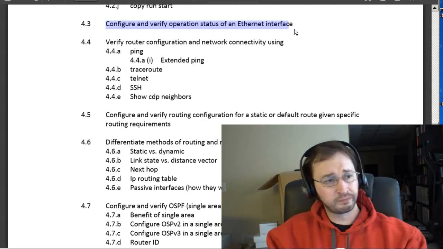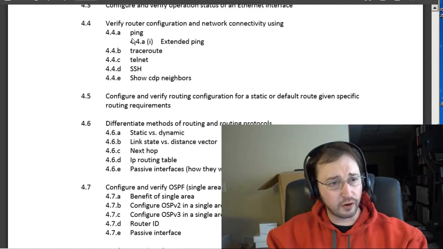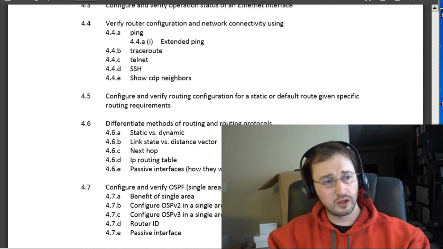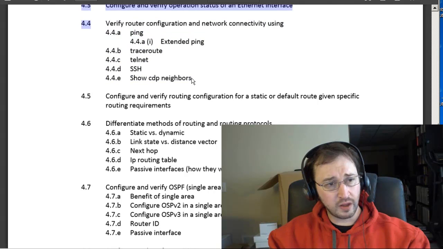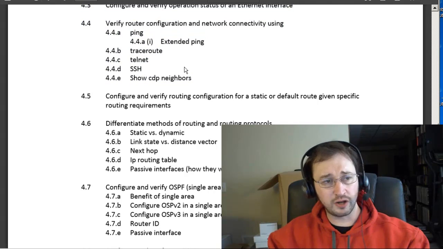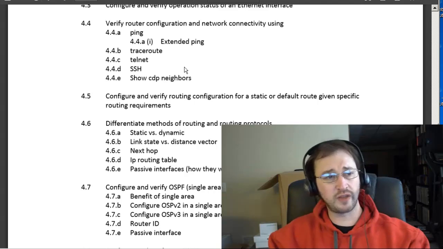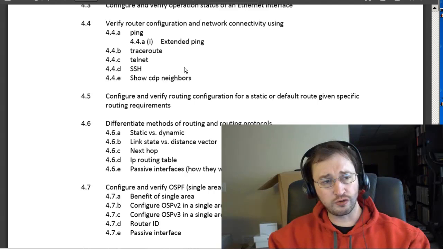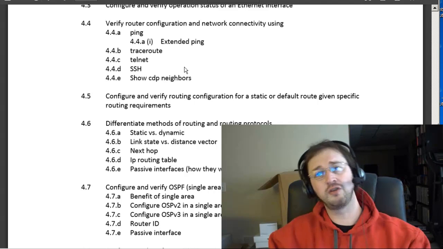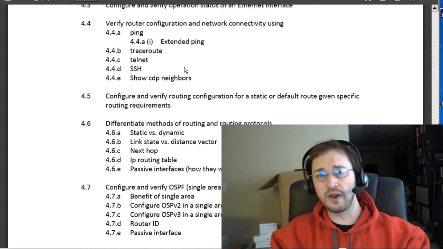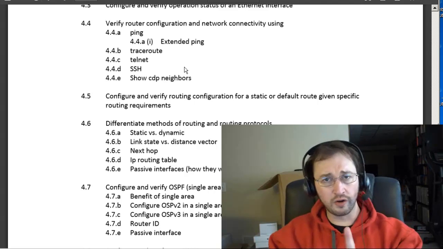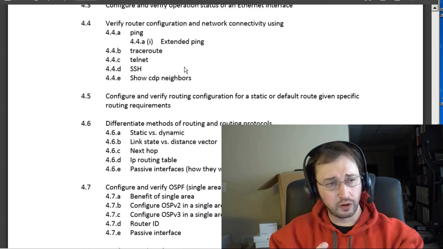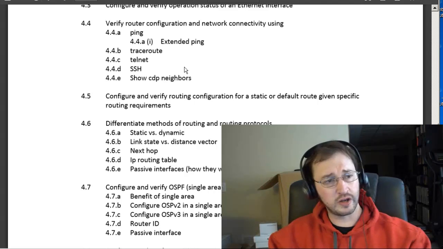And then to verify, I would look at things like show interface, show IP interface, show IP interface brief, things of that nature. 4.4, verify router config and network connectivity using these tools. So basically it's giving you a list of tools that we need to know how to use. Again, pretty straightforward. Ping, traceroute, telnet, secure shell, and show CDP neighbors are all things we should be able to do from a Windows box or a Cisco IOS router. So you're going to want to make sure you have a good knowledge of that.